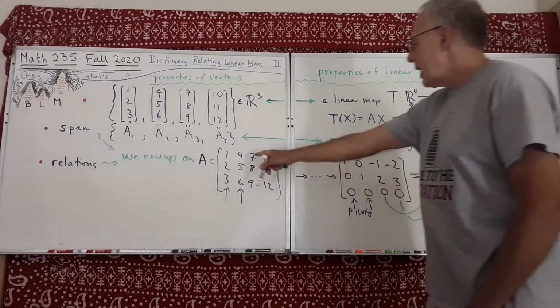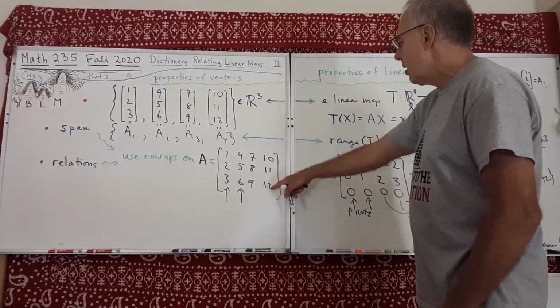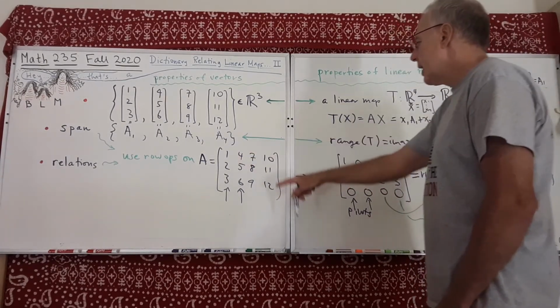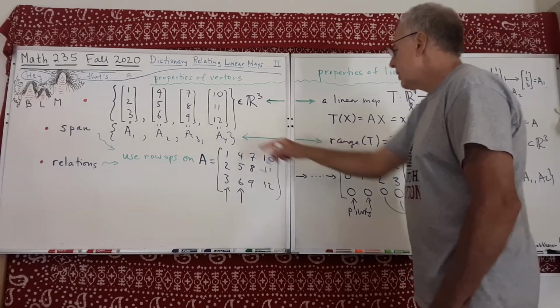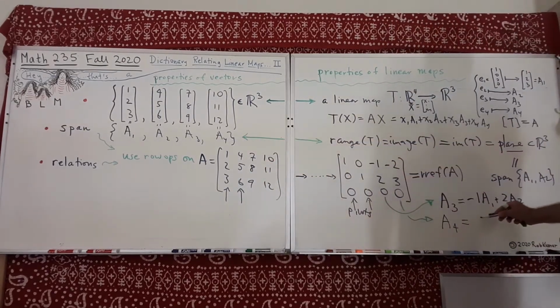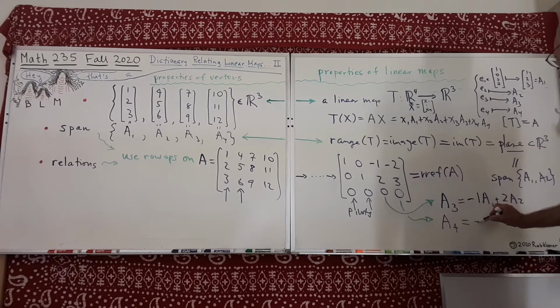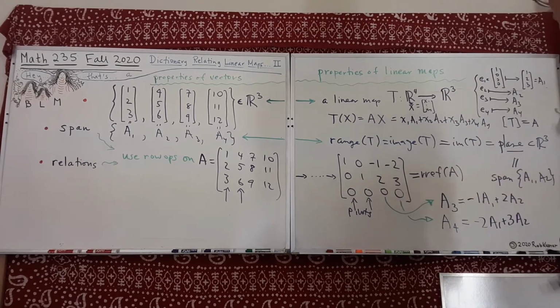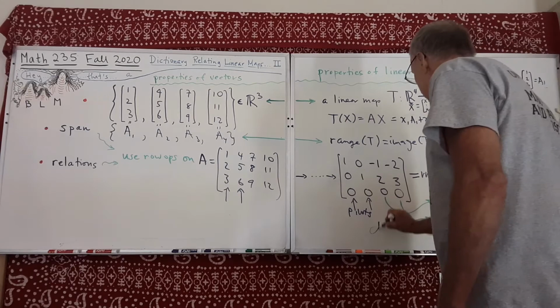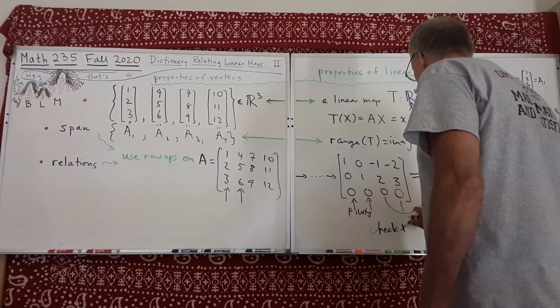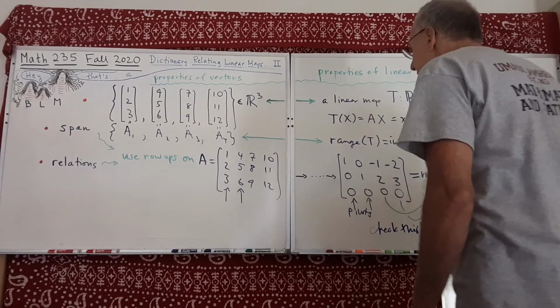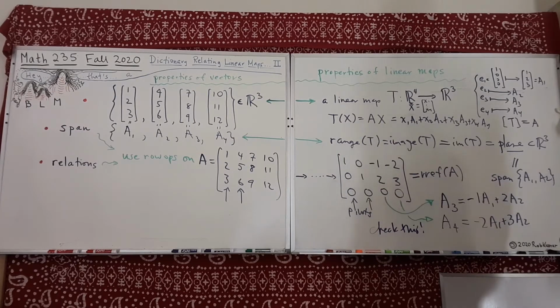That tells us that this column, 10, 11, 12, A4, is a linear combination of these 2 vectors with the same coefficients. So this is -2 A1 plus 3 A2, which you should check. Please check this yourself. So there we have it. We've worked out the linear relations.